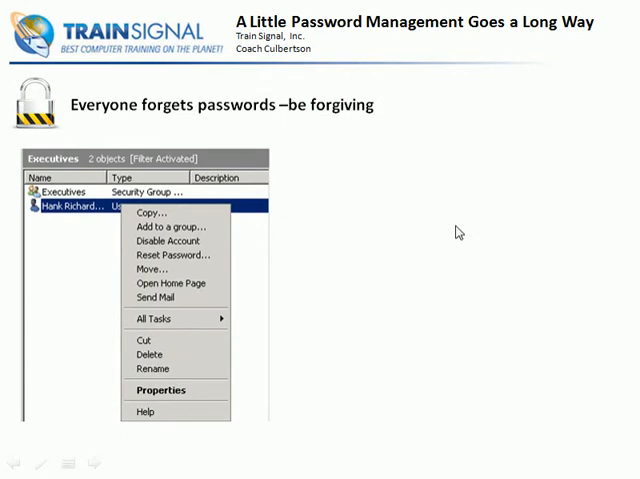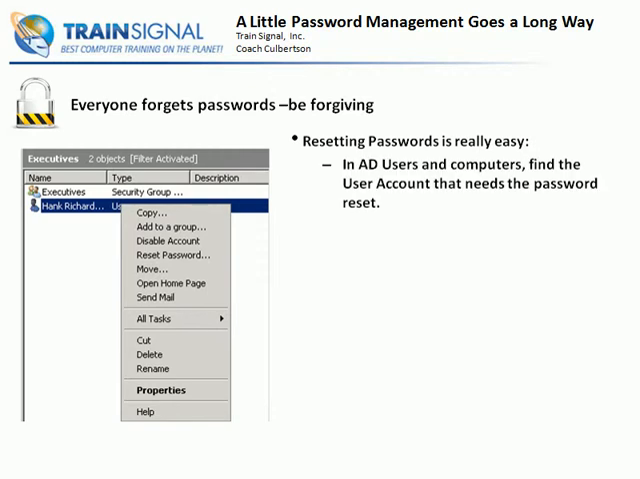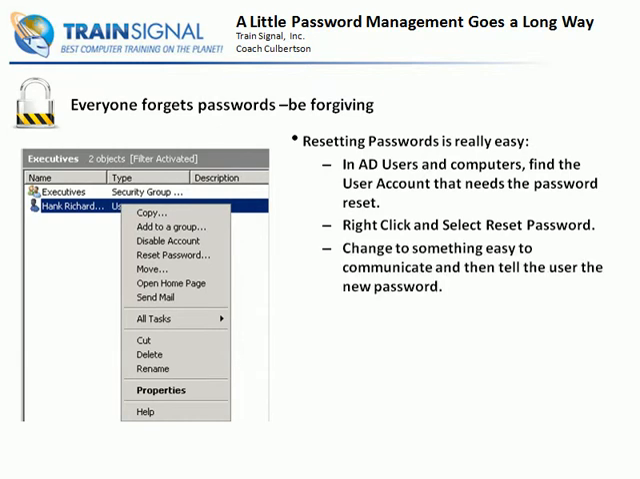So the password policy exceptions to the PSOs are all fine and well, but it doesn't make too much difference because everybody is going to forget their password at one point in time or another. And look, we just have to be forgiving as system administrators and understand that that's going to be part of the gig. Right? So resetting the passwords, it's really easy though. All you do is go into Active Directory Users and Computers. You find that user account that needs the password reset. You right click and select Reset Password. I mean, nothing tough here. You change it to something that's easy to communicate, and then you tell the user the new password.